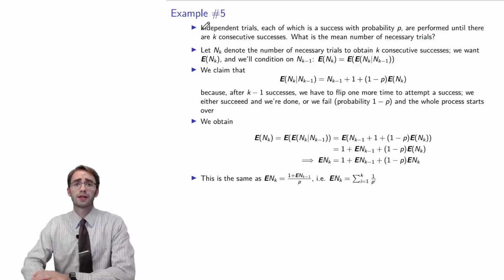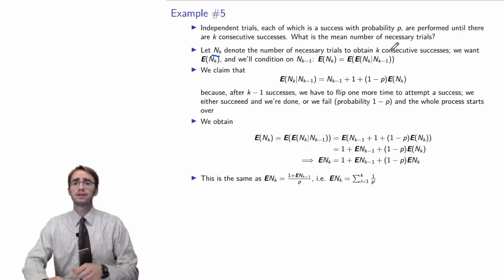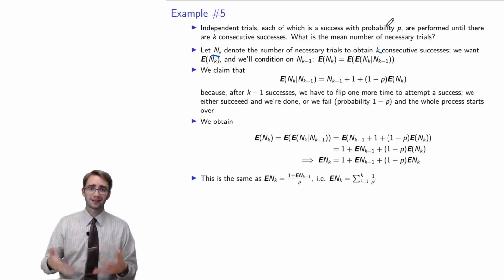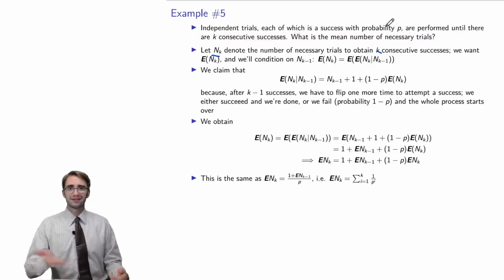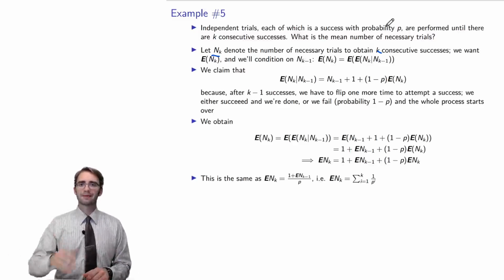Notationally, we're going to work as follows. So N_K is a random number. It's the number of attempts you need to get K consecutive successes. So N_K is just the number that we're interested in, the number that we're taking the expected value of. We're going to call that N sub K.